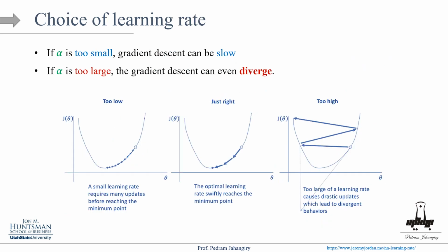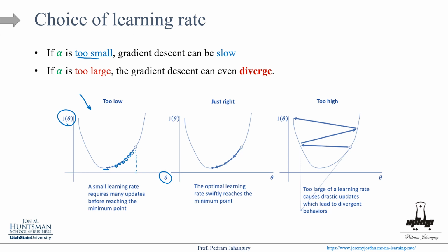All right, now let's talk about the choice of learning rate alpha. If this alpha, the learning rate, is too small, what's the problem? The problem is that the gradient descent can be very slow. I want you to focus on this chart, again theta versus your loss function. A small learning rate requires many, many updates before reaching the minimum points, right? So for example, we go from here to here, and as you can see, it requires a lot of iteration.